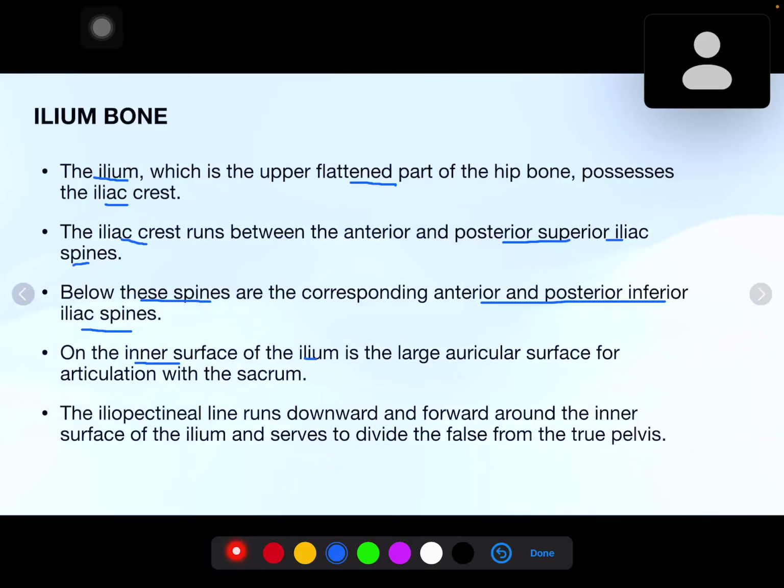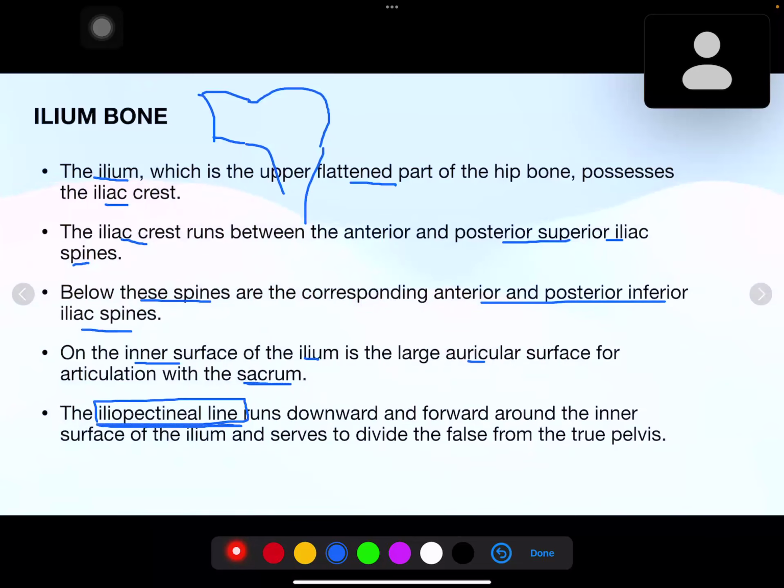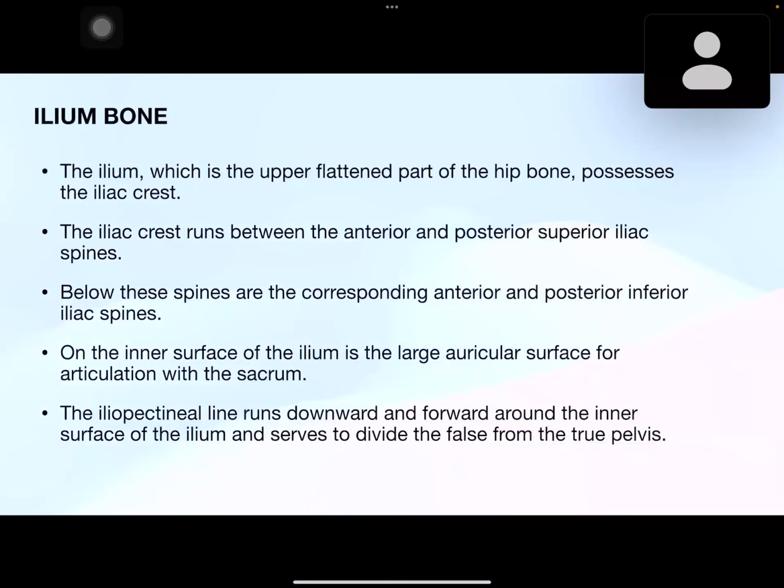On the inner surface of the ilium will be the large auricular surface for articulation with the sacrum, because the ilium bone articulates with the ala of the sacrum, like this. And then there is the iliopectineal line. This is a very important line for obstetrics as well, because it runs downward and forward around the inner surface of the ilium, and it divides the false pelvis from the true pelvis. I'll be discussing in our next slides what the false pelvis and the true pelvis are. So this is an important line, the iliopectineal line.